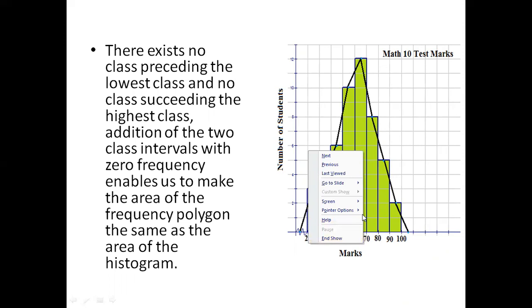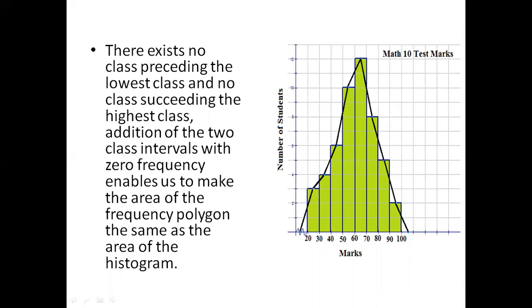Now here you can see, children, that there is a histogram drawn and we take the midpoint and we construct the frequency polygon. Now, there exists no class preceding the lowest class and no class succeeding the highest class. Addition of the two class intervals with zero frequency enables to make the area of the frequency polygon the same as the area of the histogram.